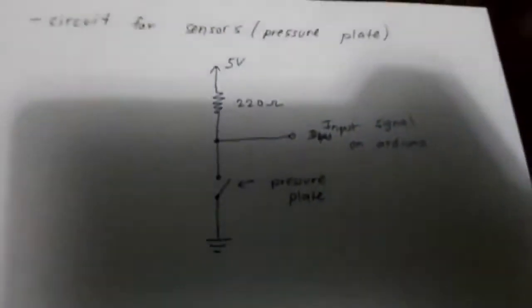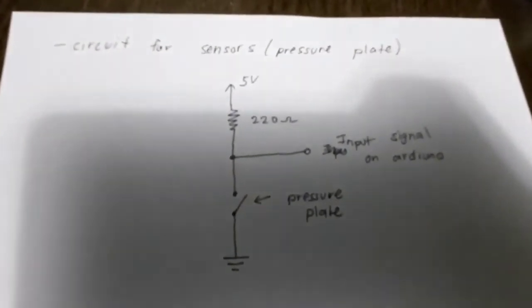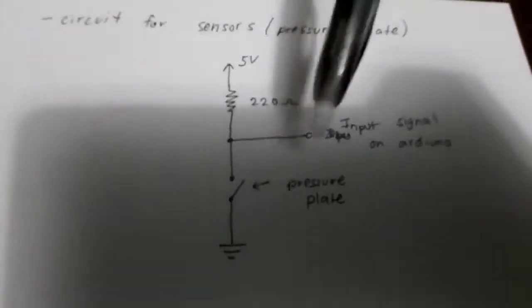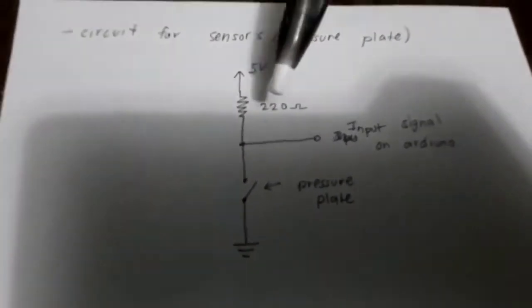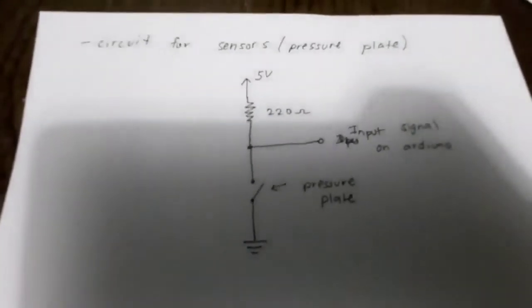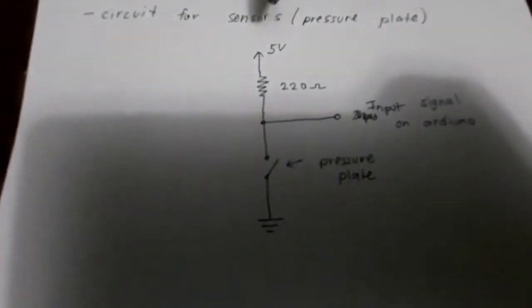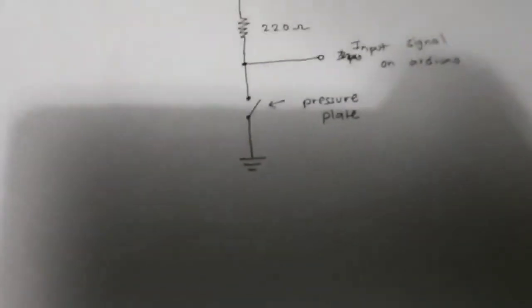And this switch acts as a pressure plate system. So when this switch is activated, that means the circuit is connected. Therefore, it tells the program that it's connected. And if the switch is not activated, that tells the program it's not connected. And this is one of our circuits for our sensor plate.